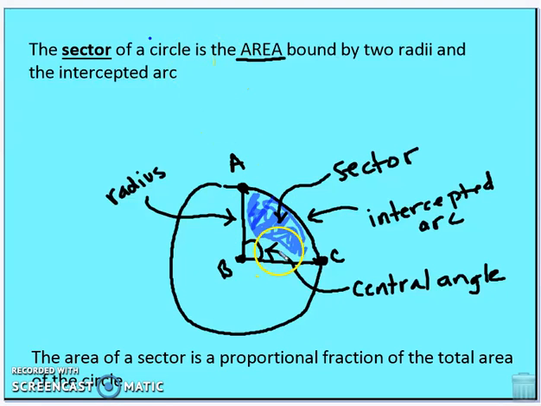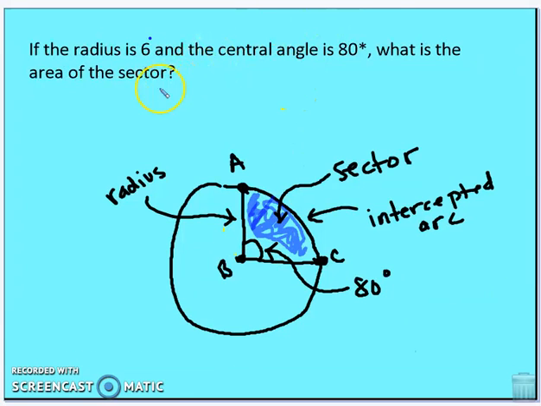A sector is the wedge of a circle. It's an area bounded by two radii and the intercepted arc. It's proportional to the fraction of the total area of the circle relative to the central angle. All right, so let's find the area of the sector based on some information.